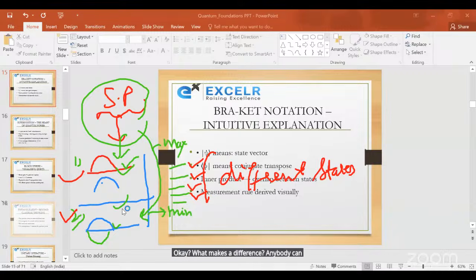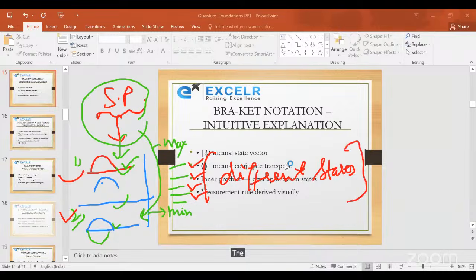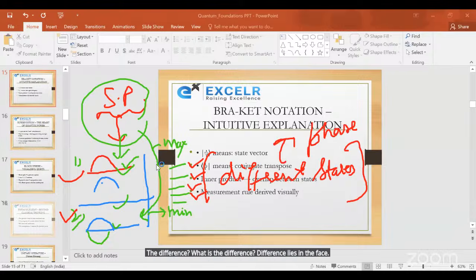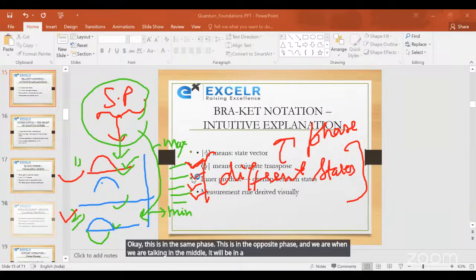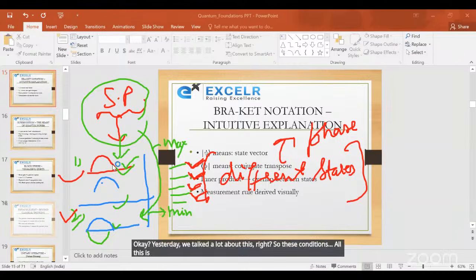What is the difference? The difference lies in the phase. This is in the same phase, this is in the opposite phase, and when we are talking about the middle, it will be somewhere in the middle of that phase, not same, not opposite. Yesterday we talked a lot about this, right? So all these conditions are a superposition of the two, one and two.